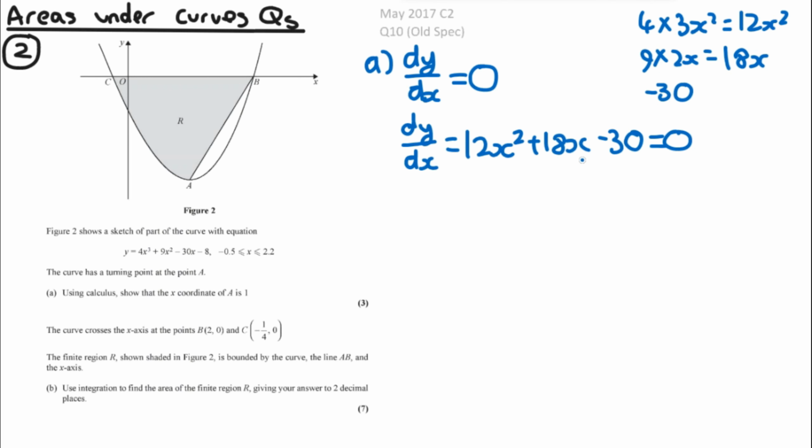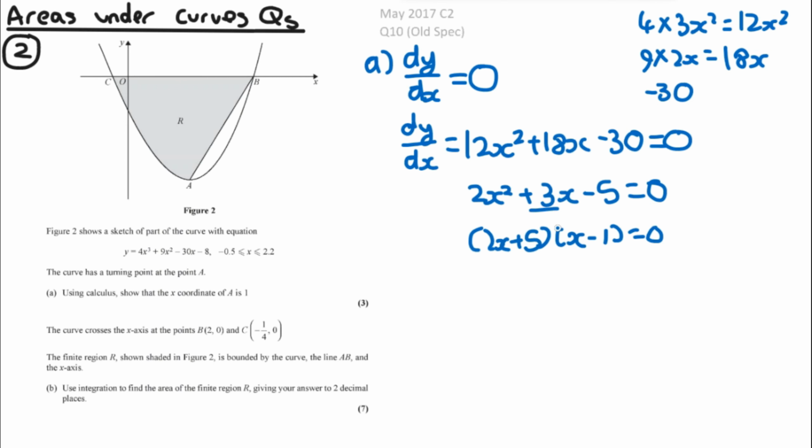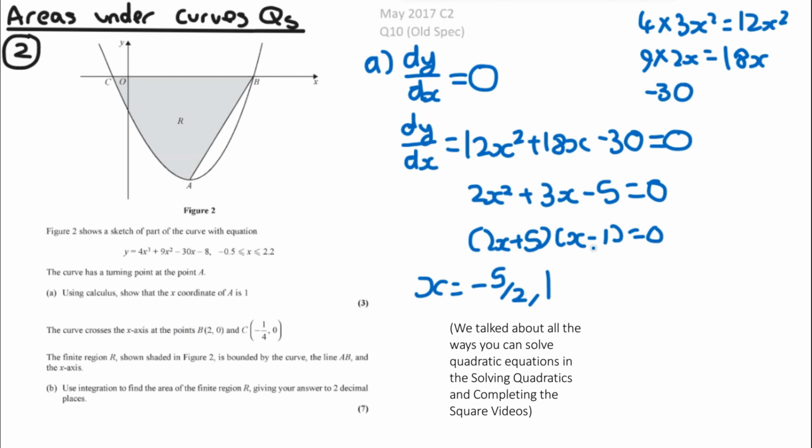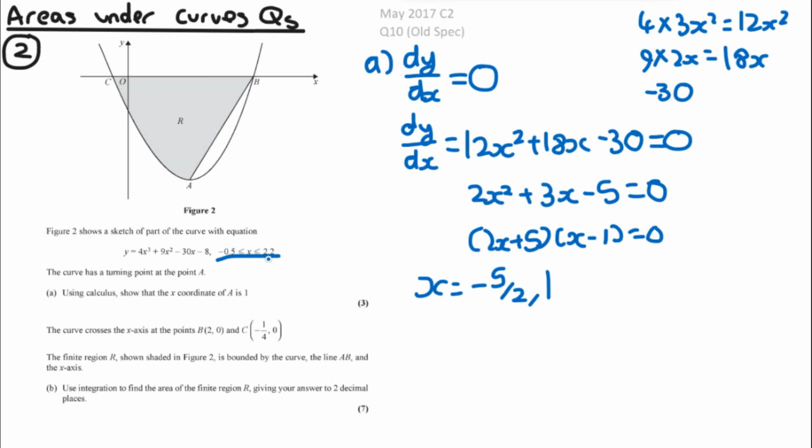We'll divide everything by 6 first to make it a bit easier, so it's going to be 2x squared plus 3x minus 5 is equal to 0. Then we can factorize, so it's going to be (2x plus 5)(x minus 1) equal to 0, because this gives the plus 3 in the middle. So therefore x is equal to minus 5 over 2, and x is equal to 1. You could use your calculator or any method you want for finding the values of x. It tells us that x is between minus 0.5 and 2.2, so x cannot be minus 5 over 2, so therefore x is definitely equal to 1.